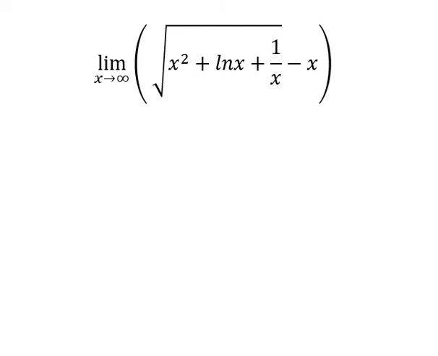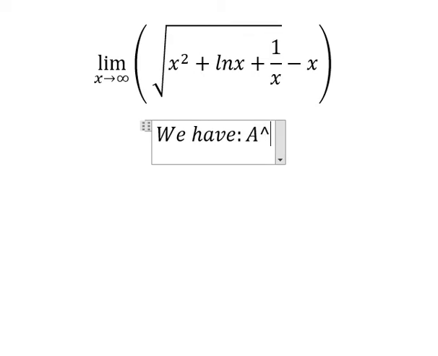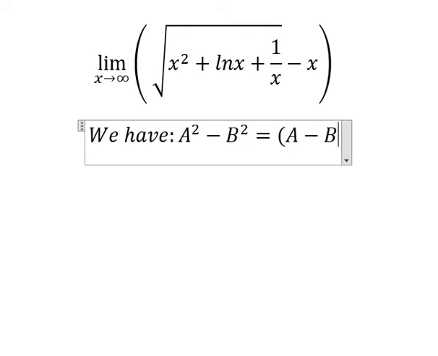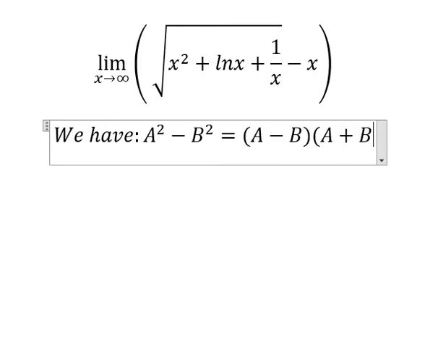The topic today is about limit. So now I want to show you how to answer. We have the formula in here. That is about a squared minus b squared equals to a minus b multiplied by a plus b.